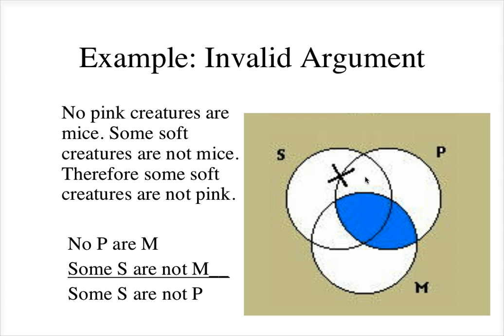the conclusion is not diagrammed because this is ambiguous. It's not clear. It's a thing that's S, and it's not M, we know that, but we don't know whether it's P or not. And so this argument is invalid.